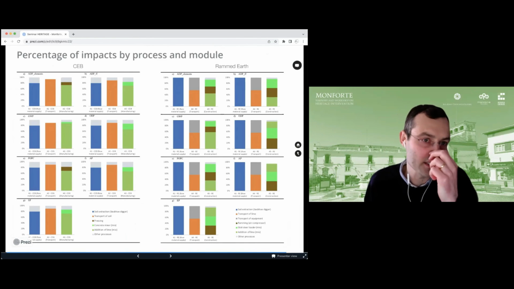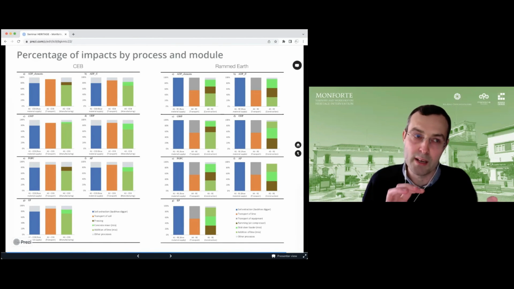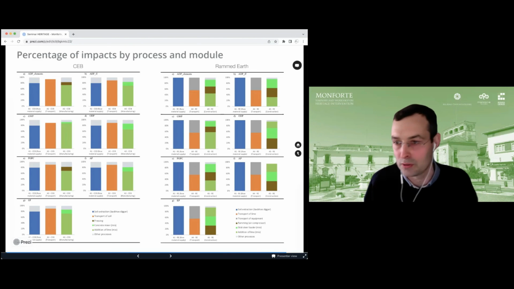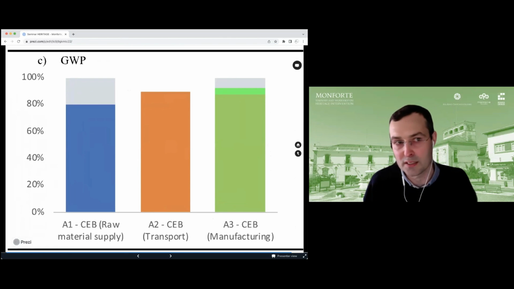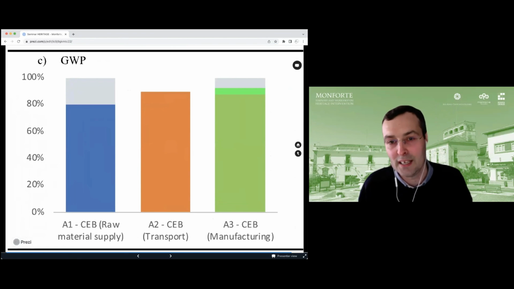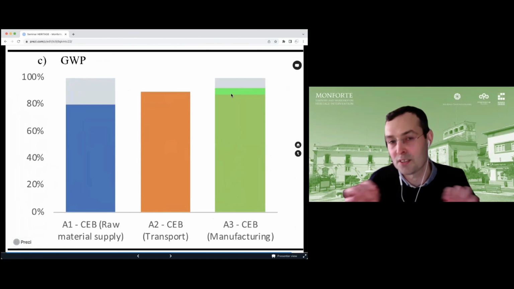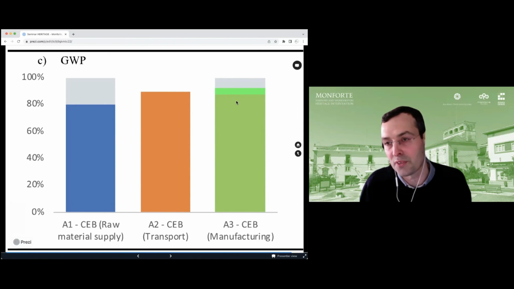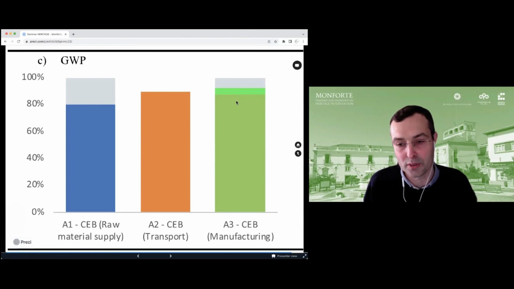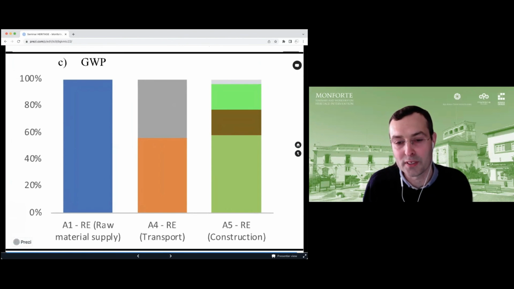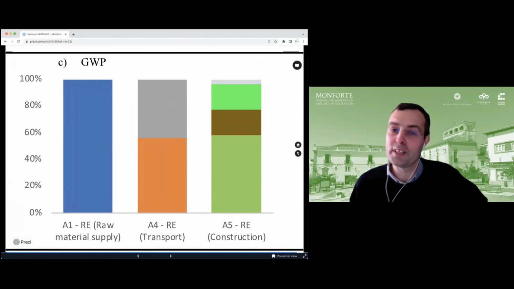One interesting thing is when we try to understand the percentage of impacts by process and module of life cycle assessment. Just as an example, consider the global warming potential. In the case of the compressed earth blocks, in the manufacturing part, more than 80% of the impacts are associated with the addition of lime to the mix. And the addition of lime in the case of the CEBs is around 6 to 7% of the block. But only these 6 or 7% represent more than 80% of the impacts of the blocks in this part of the manufacturing.